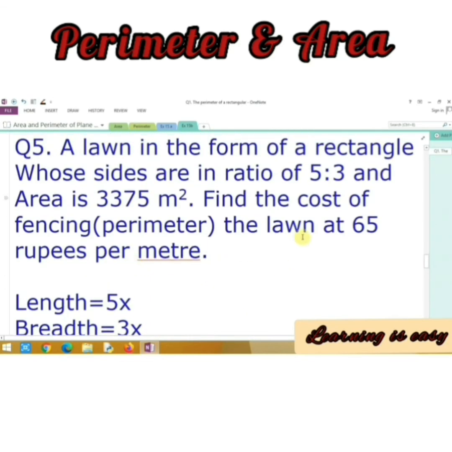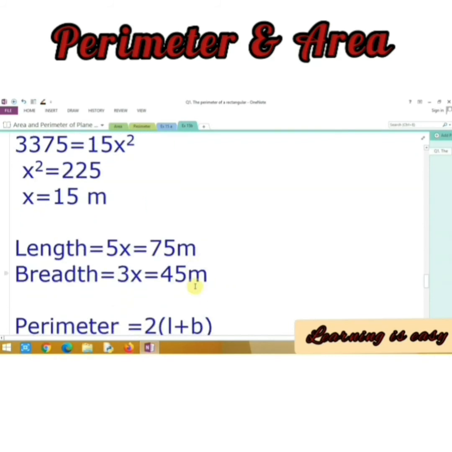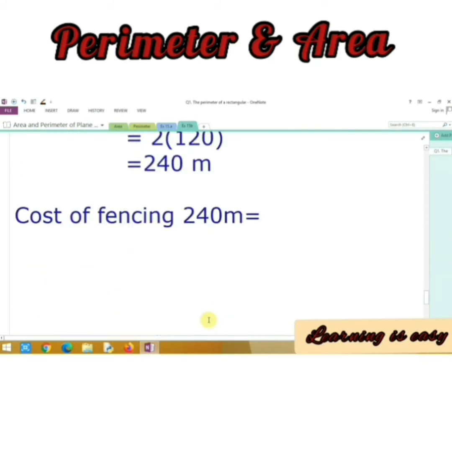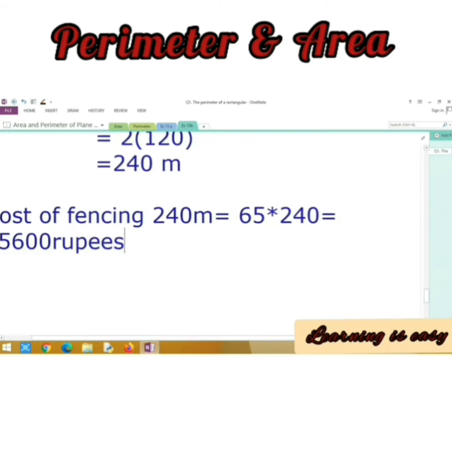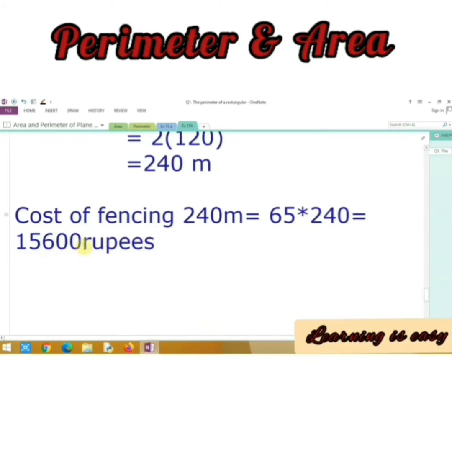Now the cost per meter is given, that is 65 rupees. For 240 meter, that's going to be 65 into 240. Per meter, 1 meter is 65 rupees. So for 240 meter, it's going to be multiplied. 65 into 240, that gives 15,600 rupees.